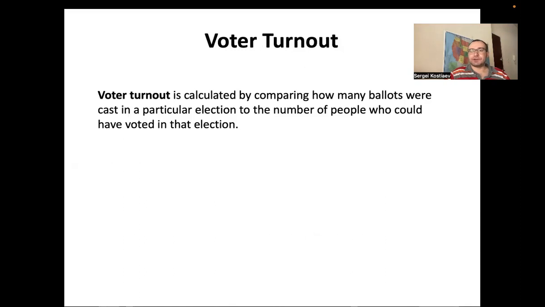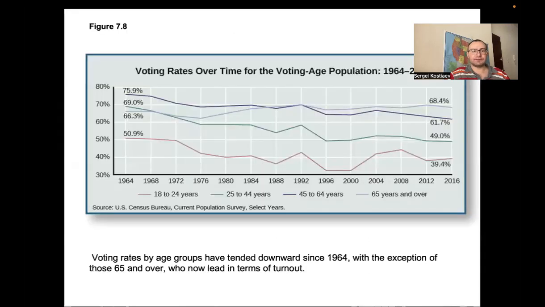An important concept in this week's topic is voter turnout, the share of people who actually showed up compared to the share of people who are eligible to vote. Usually in presidential elections, voter turnout is higher than in midterm elections. Then there is voting participation by different age groups. As you can see, younger people are usually less active voters than older people.